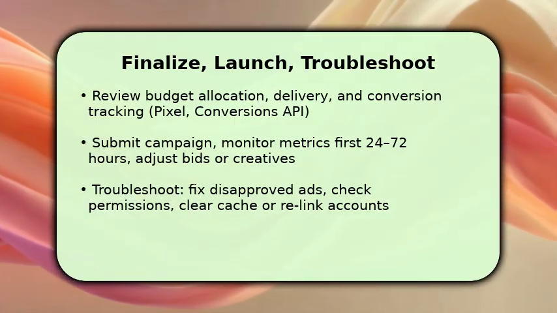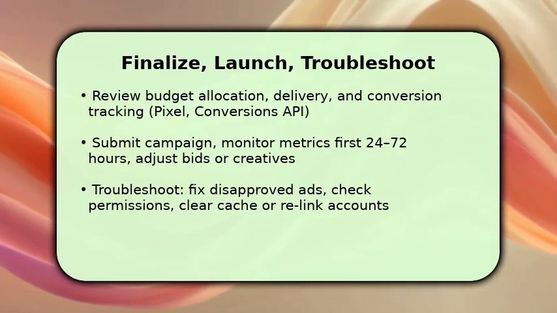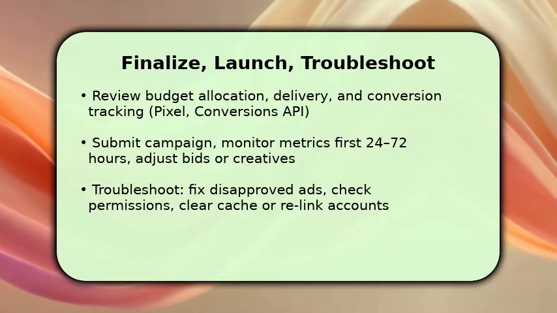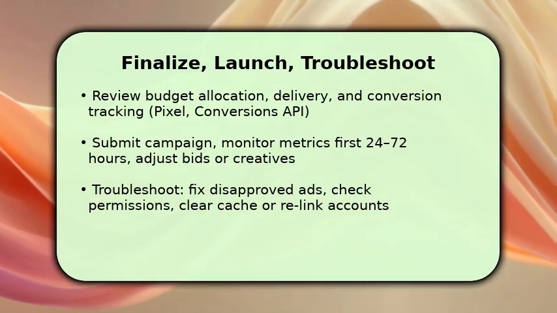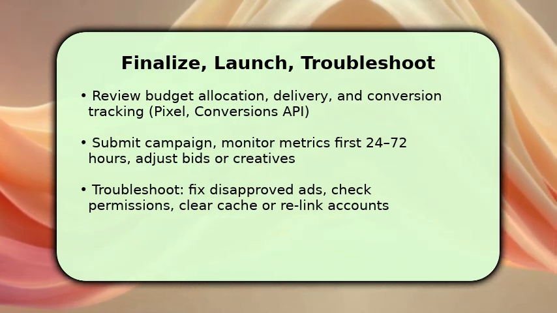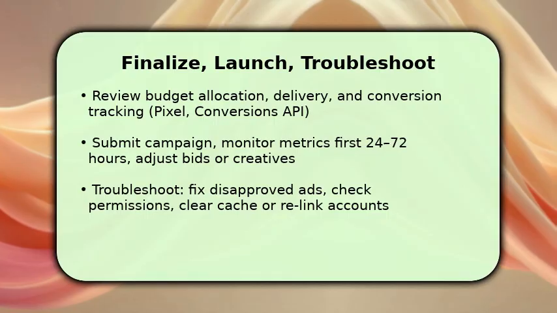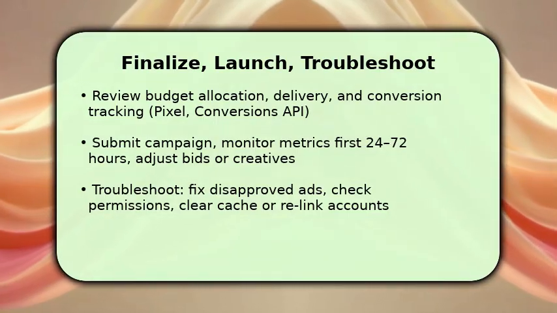Monitor performance closely during the first 24 to 72 hours. Make small adjustments to bids, audience, or creative based on CTR and CPC. If an ad is disapproved or not delivering, check policy feedback. Confirm account permissions and payment method, and relink the Instagram or business account. Clearing cache or re-uploading assets often resolves sync issues.